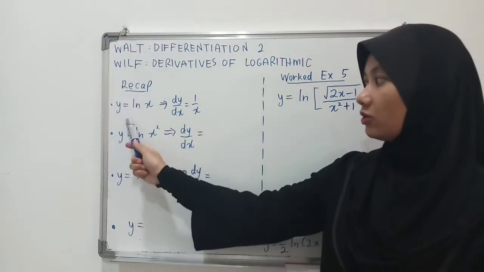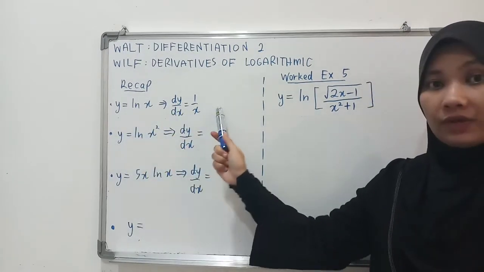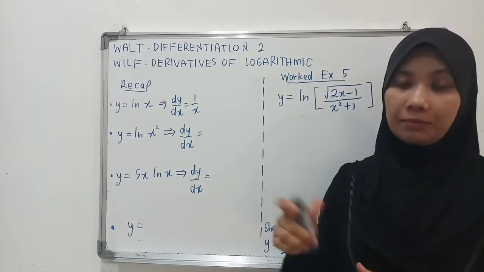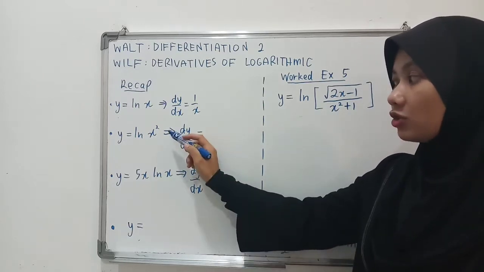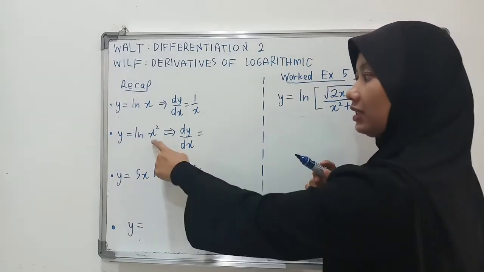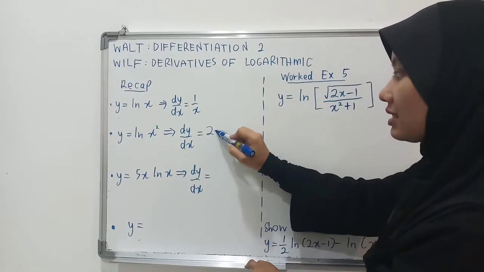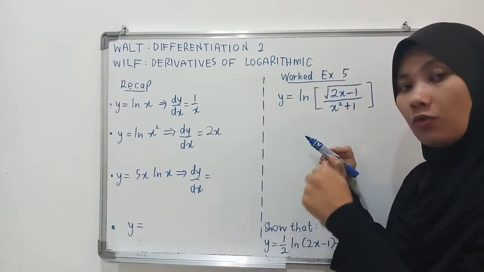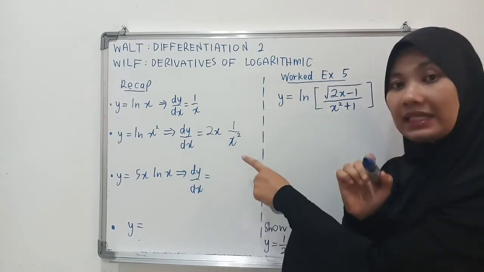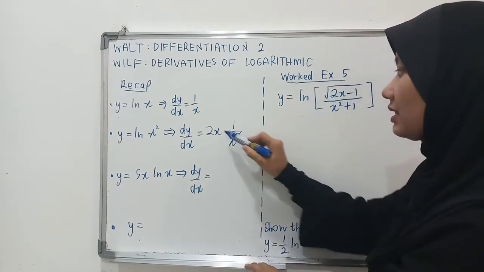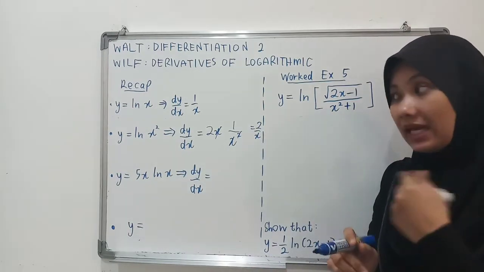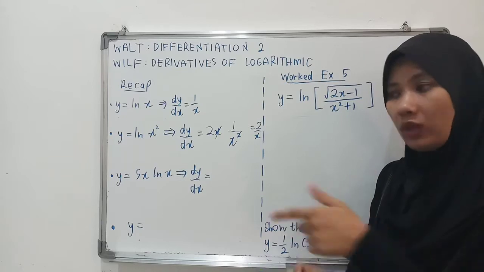When you have y equals ln x, dy/dx is just 1 over x. I really suggest you remember that. Second example, if we have y equals ln x squared, how do we differentiate that? First remember, differentiate the term at the back. You will get 2x. Then put 1 over the whole term, 1 over x squared. You cannot leave your answer in that form, so simplify, cancel, and you will get 2 over x. That is from the previous week's lesson.